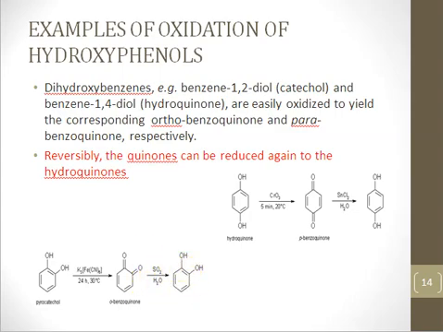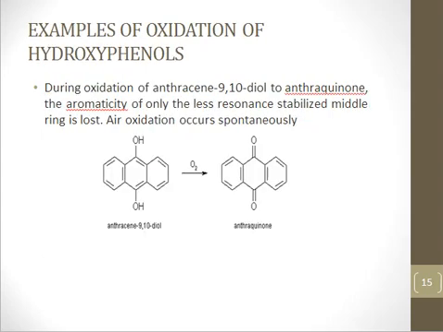right? Okay, again we have this anthraquinone, and how can we make anthraquinone? Simply, this conversion occurs in the presence of air, right? What you have to do is just place this anthracene in air for some time, and it will be air oxidized to form this anthraquinone.